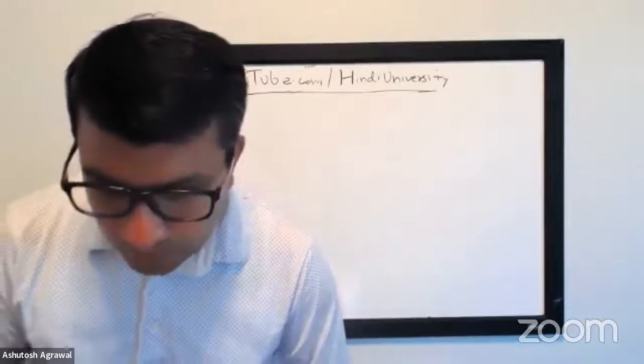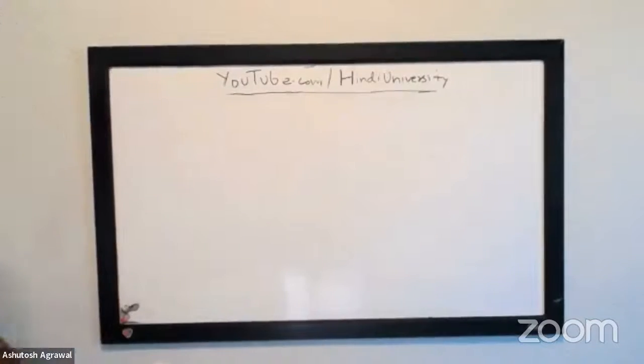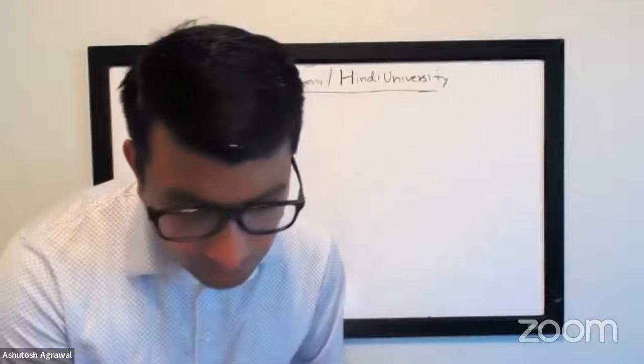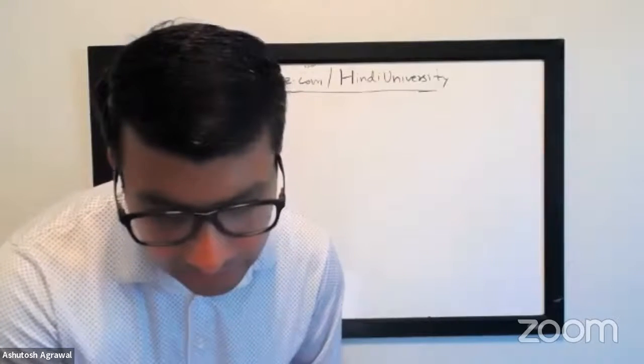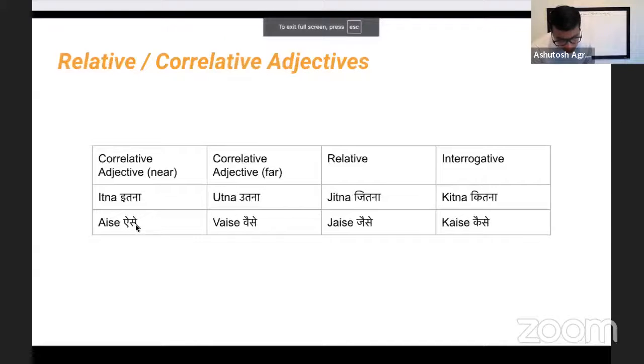Right, so we'll do one more. I think adverbs we can shift to the next class, but I'm gonna quickly share my screen. So just like we did jitna, itna, utna, jitna, kitna. Now, just look at this one also. Now we will do aise like this. Aise is like this. Okay. Vaise is like that.